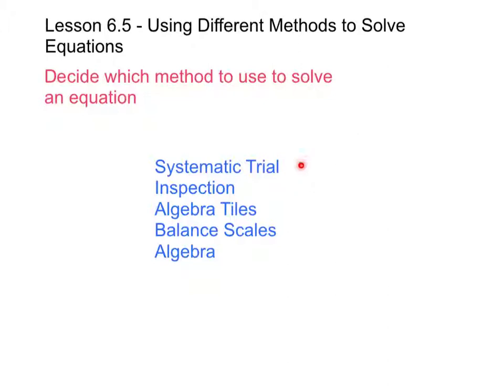So if we recall, systematic trial is a system of guess and check. Inspection is using mental math to sort through algebraic equations. Algebra tiles and balance scales, those two are our visual strategies, using symbols and pictures to help you visualize and solve algebraic equations. And then our last unit was just on algebra, so that's just taking the mathematical steps to solve an equation.